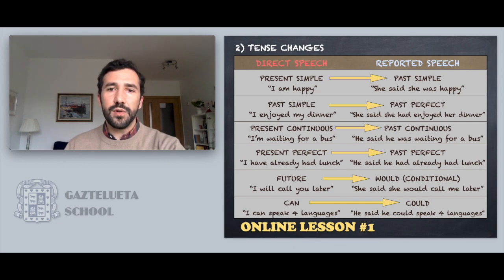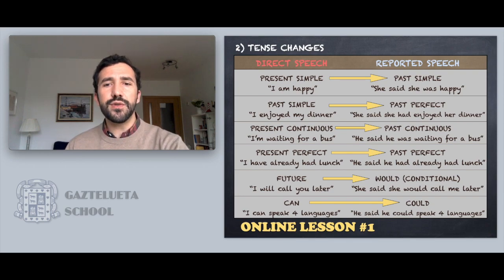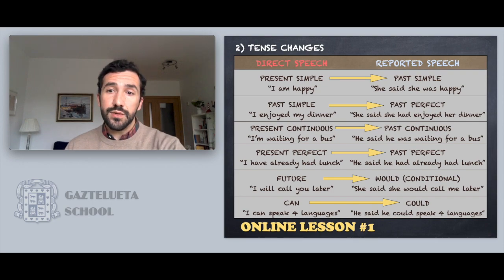From past simple, I enjoyed my dinner, we have to use the past perfect. She said that he had enjoyed her dinner. If I am using the present continuous, I'm waiting for a bus, we have to use the past continuous in reported speech. He said that he was waiting for a bus.